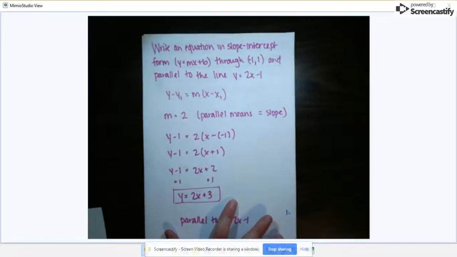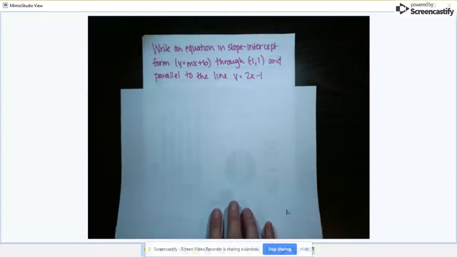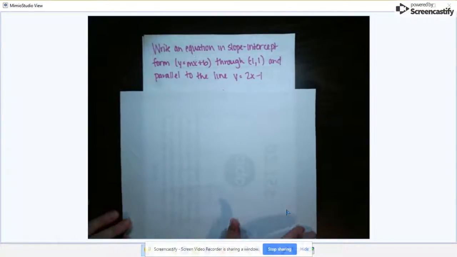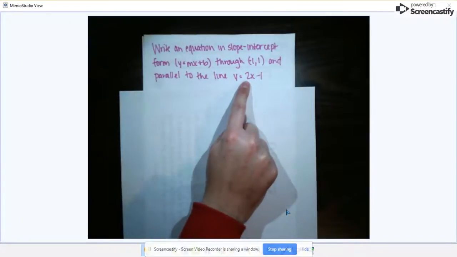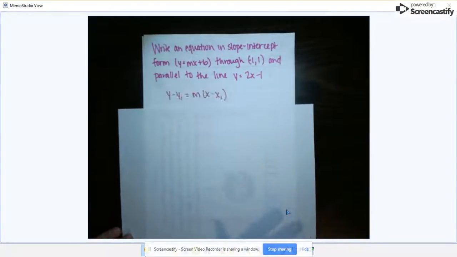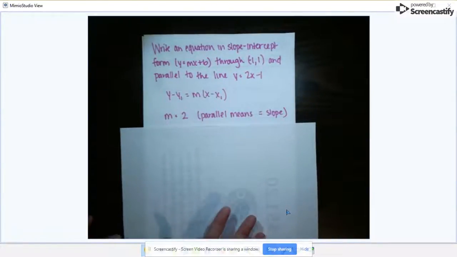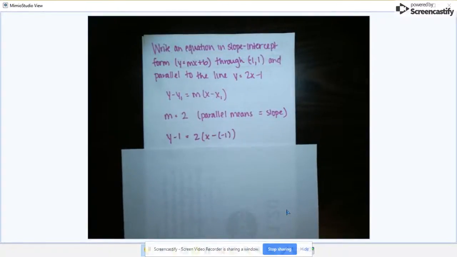Okay, we're going to be asked to write a lot of equations that are parallel to a particular line. So in this example, we're supposed to write an equation in slope-intercept form that goes through the point (-1, 1) and is parallel to y equals 2x minus 1. So first thing is we need to find our slope, and since it's parallel, we know our slope will match this equation. So we know our slope's going to be 2, and then they give us the point, so we plug (-1, 1) into our equation.